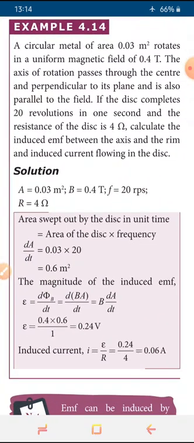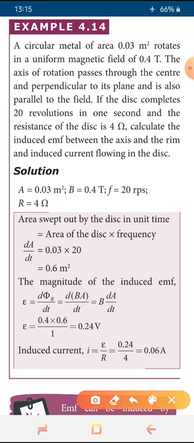And now example 4.14. After the detailed question, here we are discussing example 4.14. The question is: a circular metal disk of area 0.03 meters square rotates in a uniform magnetic field of 0.4 Tesla. The axis of rotation passes through the center, perpendicular to its plane, and is also parallel to the field. If the disk completes 20 revolutions in 1 second and the resistance of the disk is 4 ohm, we have to calculate the induced EMF between the axis and the rim, and the induced current flowing through the disk.